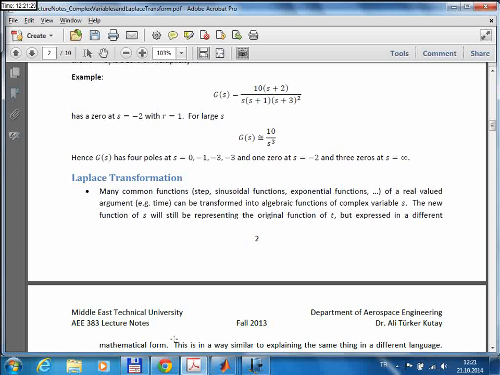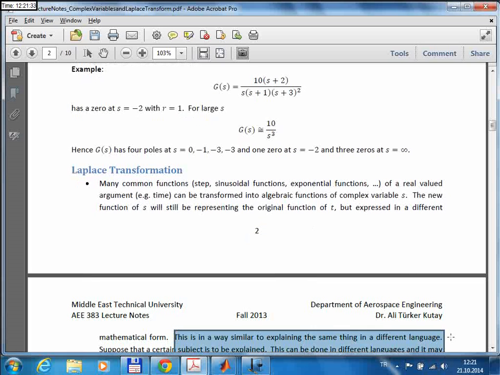So this Laplace transformation is, I think, in a way similar to using different languages. Okay, so I'm trying to explain these things in English, and I can say the same things in Turkish. So you will hear different sounds, but essentially I'm trying to say the same thing. So you have expressing the same thing using two different languages. And so this language example is not very good in the sense that you don't get such a huge benefit by using a different language.